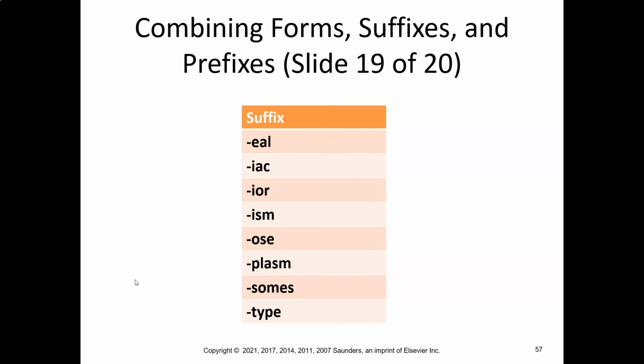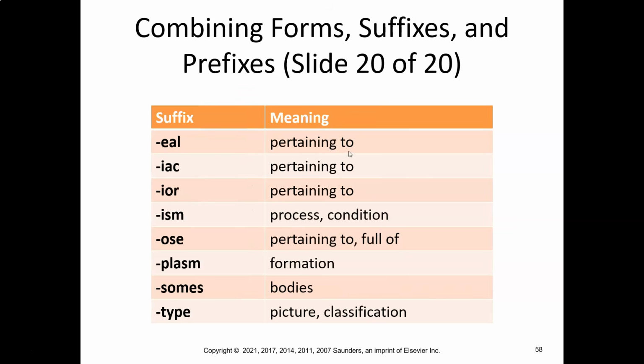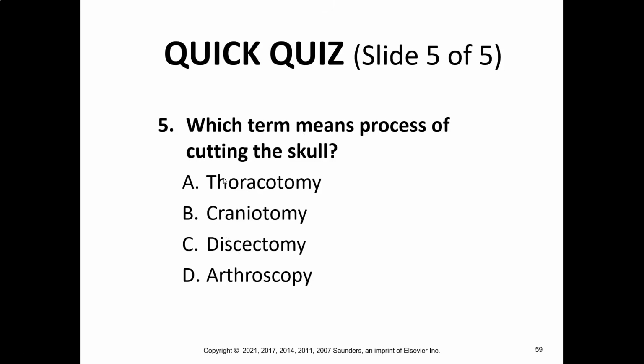Now the suffixes: al, iac, ur, ism, ose, plasm, somes, and type. Al means pertaining to, iac means pertaining to, and ur means pertaining to. Look at that, all these mean the same, pertaining to. So you can add that at the end of any word, and that would mean the same. Ism means a process or condition. Ose means full of, so adipose, right? Plasm means formation. Somes means bodies, like chromosomes. Type means picture or classification.